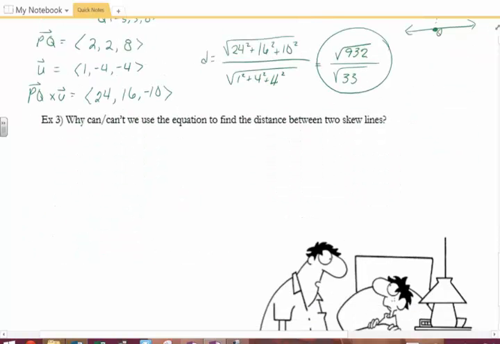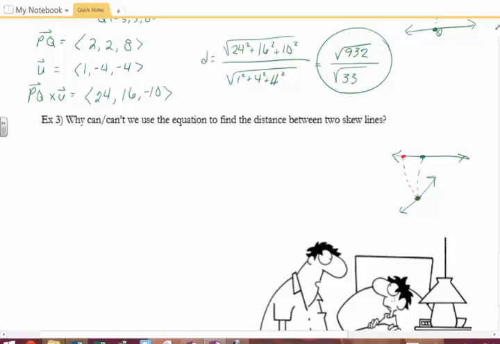Now here's the next question. Why can't we use this equation to find the distance between skew lines? Remember, skew lines are lines that don't touch but aren't parallel. They're lines in different planes. So if I wanted to find the distance between skew lines, you can imagine I need to find the point where one makes a shadow on the other. I can't just use any point, because then that would be a longer distance.